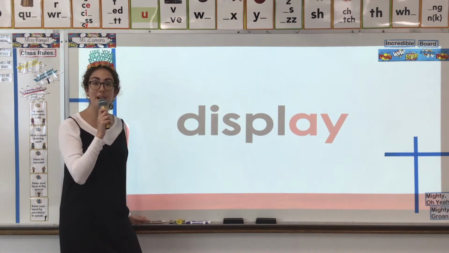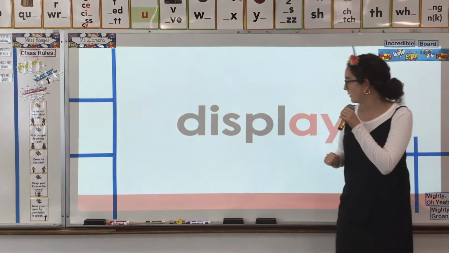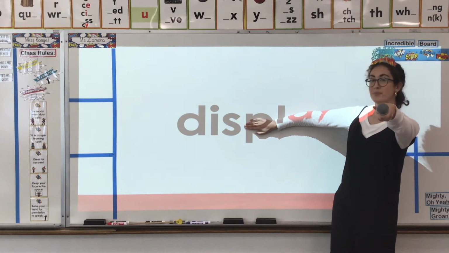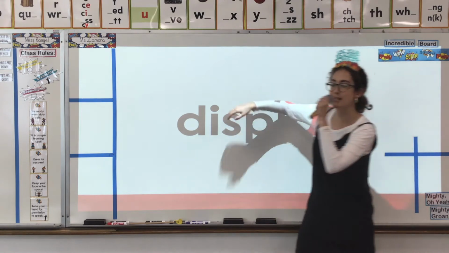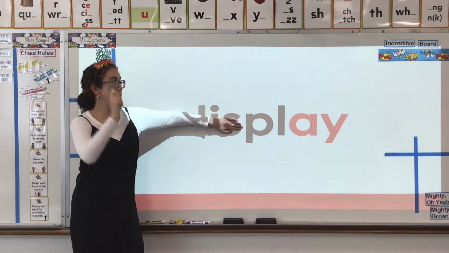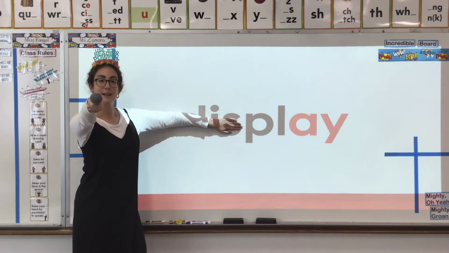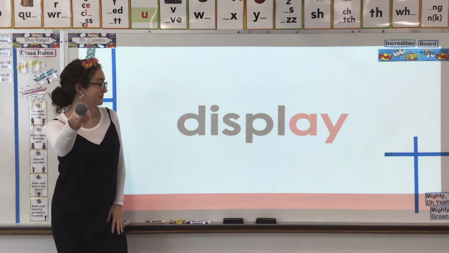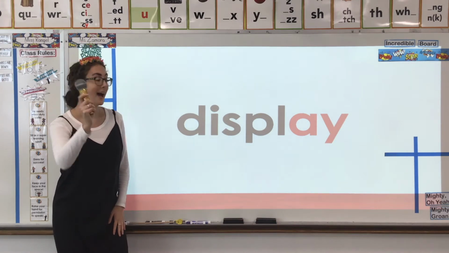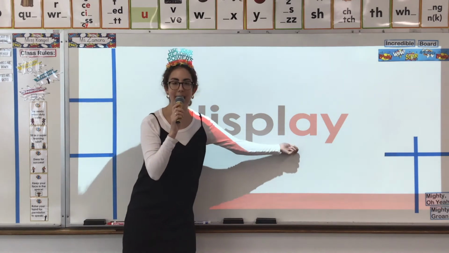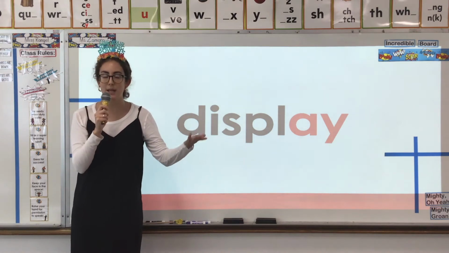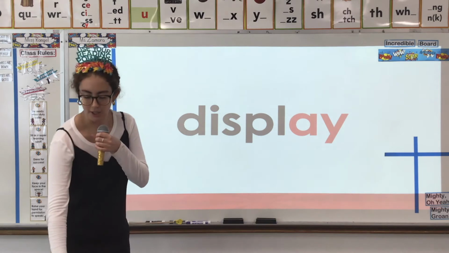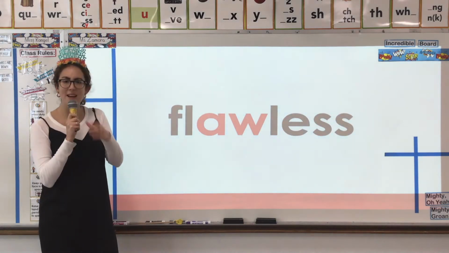Okay, this one's a little bit bigger, so we can break it up. So first part of the word, can you decode that? Dis and play. So all together. Display. If you display something, you put it out for everyone to see. Display. Good job.